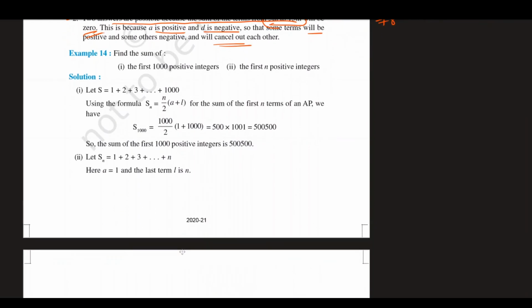Find the sum of the first 1000. Just apply the formula. A plus L will be beneficial, no need to calculate by the long method. You can simply write this as a plus l. Then the first n positive integers: just apply the formula. This is the first term, this is the last term, n into n plus 1 by 2. You should remember this thing. It is very important and it will make your calculation fast and easy.